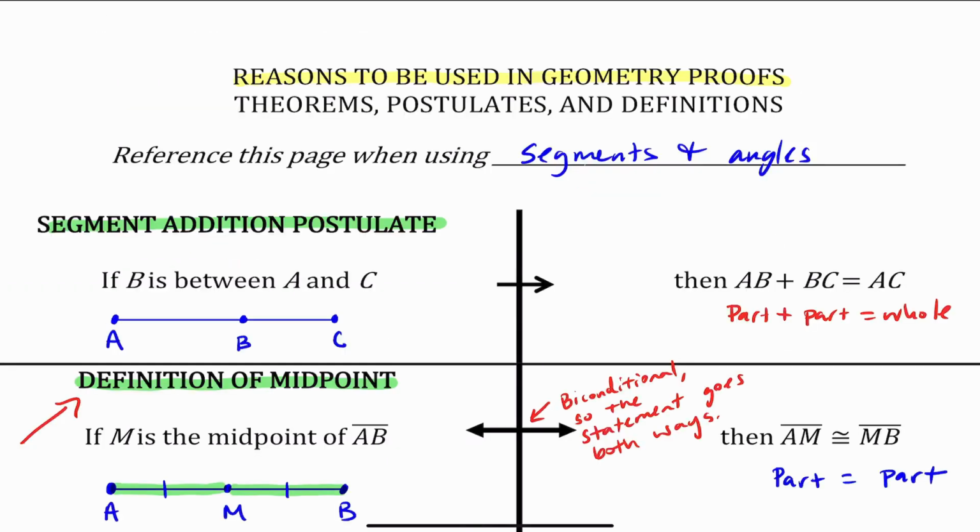Now, the other direction. If line segment AM is congruent to line segment MB, what does that imply? Well, both of these two segments are congruent, and both of these segments carry the letter M. So that implies that M is the midpoint of line segment AB, and here is that picture that I drew.